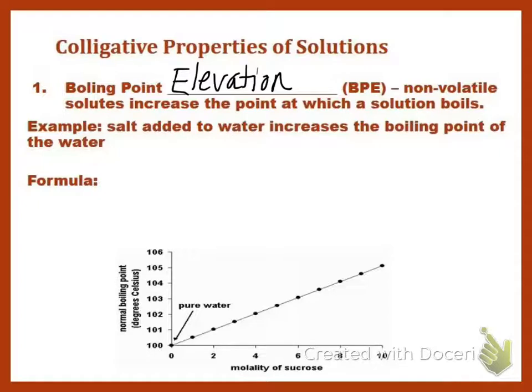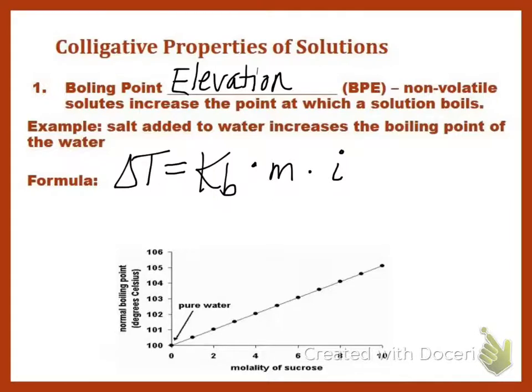So the formula that we're going to use for this is delta T. What does delta mean? Change in temperature is equal to KB times little m times little i. I will explain what those things are in a moment. I'm going to get through the two types first. Okay? So that's boiling point elevation.